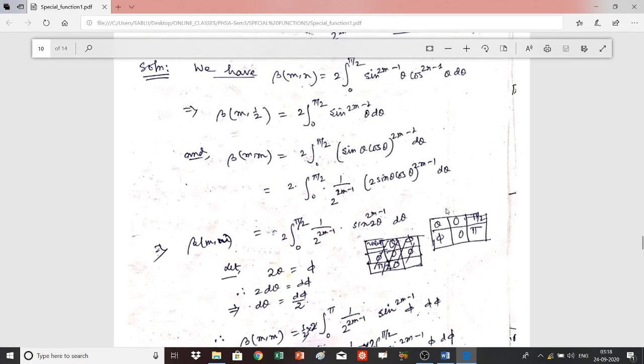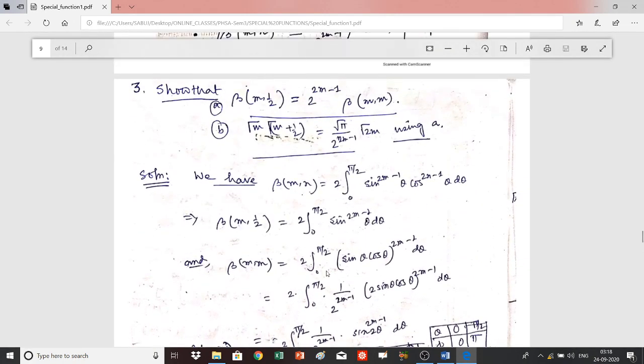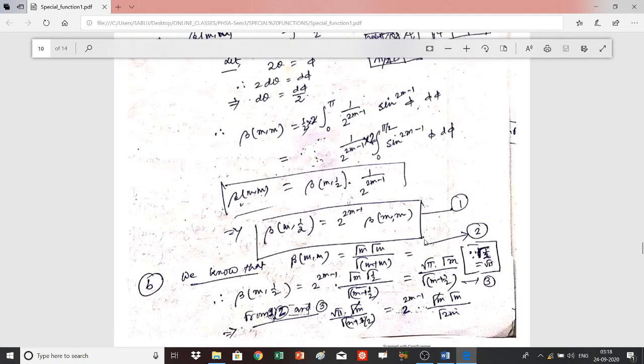Just compare this with this relation. With this relation you will get that this second term is nothing but beta m half. So beta m m is equal to beta m half times 1 by 2 to the power 2m minus 1, and from here beta m half is equal to 2 to the power 2m minus 1 beta m m. So it has been proved.